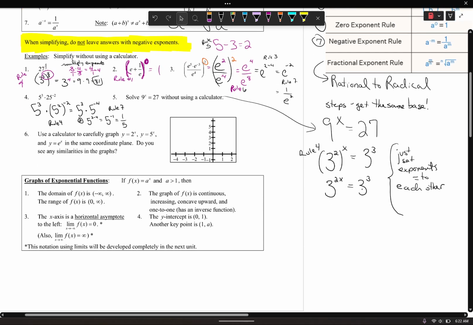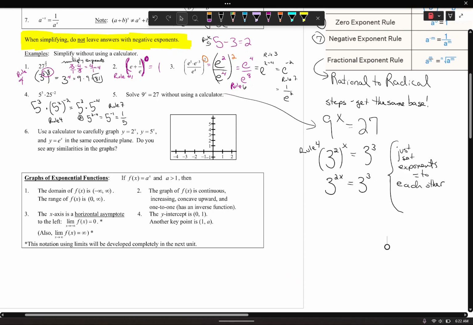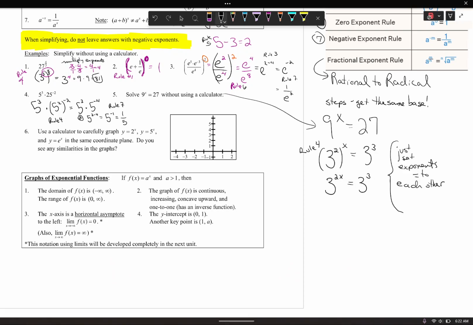Look, I need to take 3 and cube it, right? And then I need to take 3 to some other power. And whatever I get, it has to be exactly the same thing as 3 to the cube power. So that means I have 2x equals 3, cubed. This and this, those are just the exponent. Divide by 2, and I say that I have x equals 3 halves.